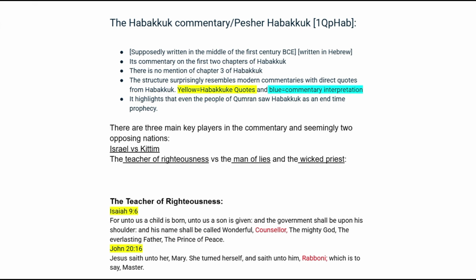One of the things that I really find interesting about this commentary, before we get into this, which we will real soon, is that there are four main characters that seemingly intertwine into this commentary. These characters are found actually throughout the Dead Sea Scrolls, but in this commentary, I'm actually going to make a separate video. So I'm not going to get too deep into this, but just to skim over what these characters are, we have the teacher of righteousness, the man of lies, the wicked priest, and kitten.